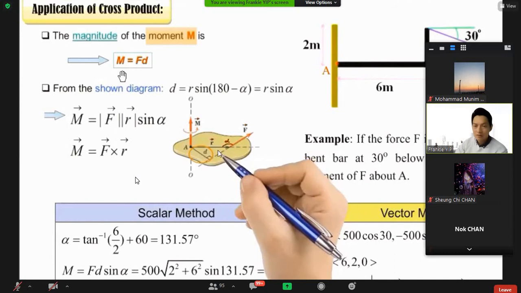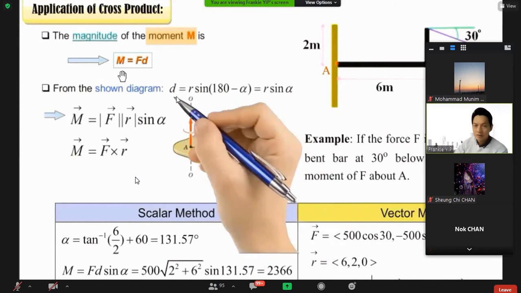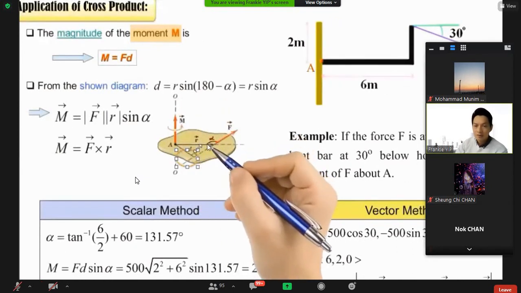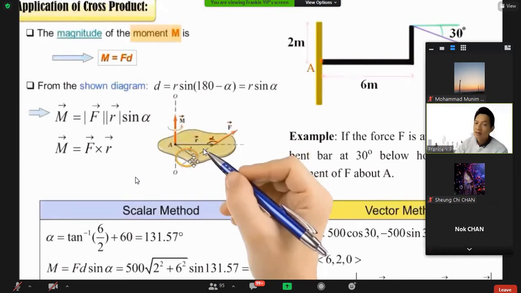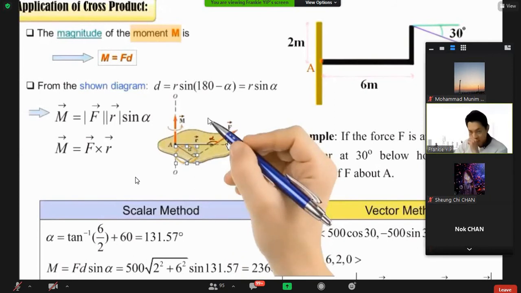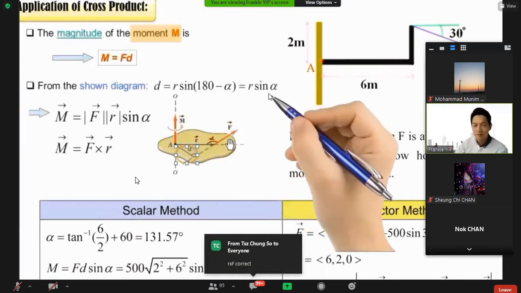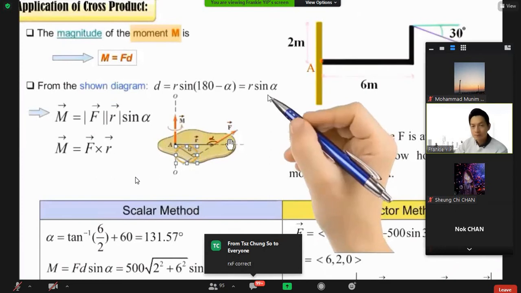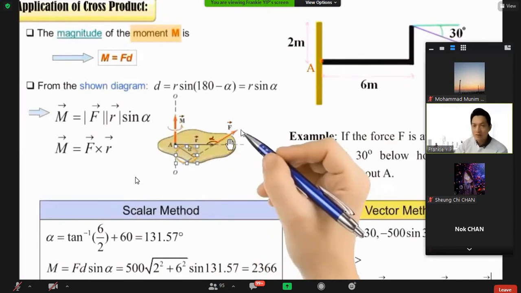Why is it not this smaller angle? In fact, it's the same. Once again, the D can be found by R sine of 180 minus alpha, and then we can get the D, right? But I can tell you that it's general mathematics: sine of 180 minus alpha equals sine alpha. Got it? Easy.